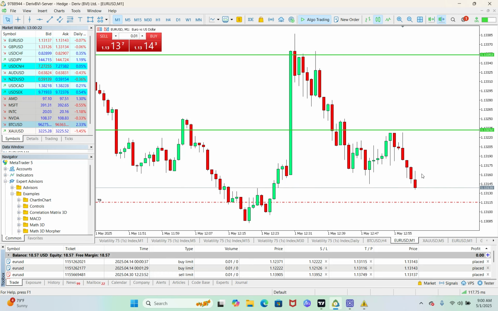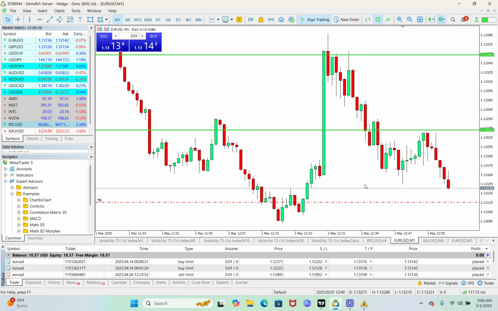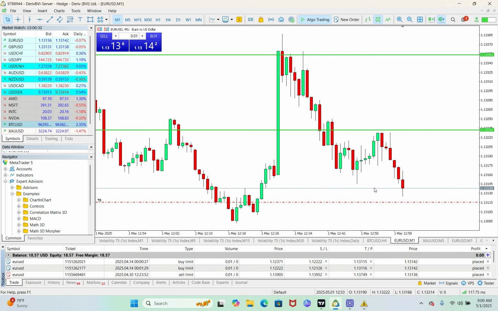So sellers take it. So we got stopped out of this trade. Sellers seem to be pushing down. Okay? So yeah, that was a losing trade.